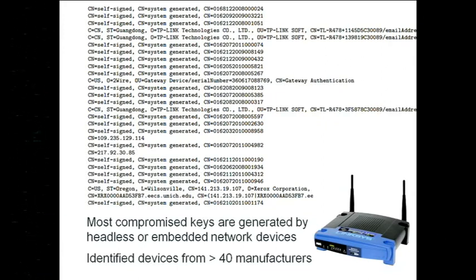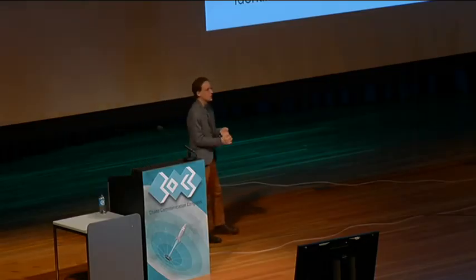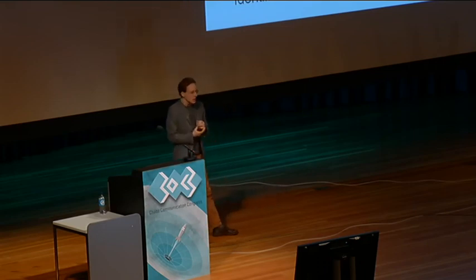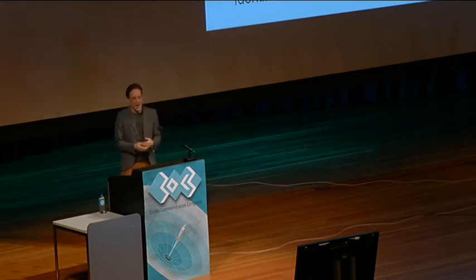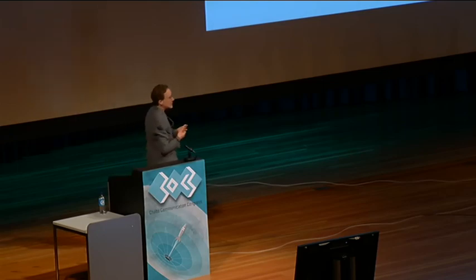In fact, if you look at just random samples of IP addresses, almost everything you're going to be seeing is some kind of embedded or headless device. It's not a normal public server. So these are things like home routers, professional routers, server management devices, printers, etc. So in the end, in this weak key research, we identified devices from more than 40 different manufacturers, got in touch with those manufacturers to try to fix the problem. And we also traced the problem back to a fundamental problem in the Linux kernel.